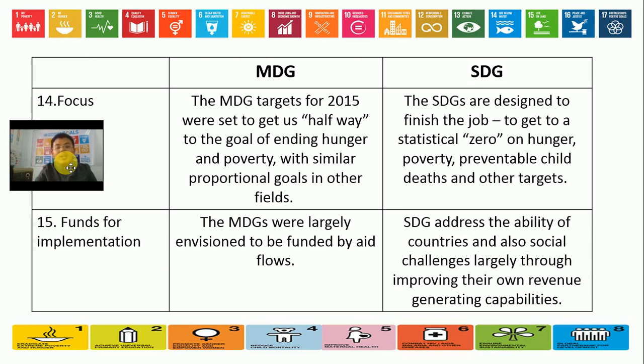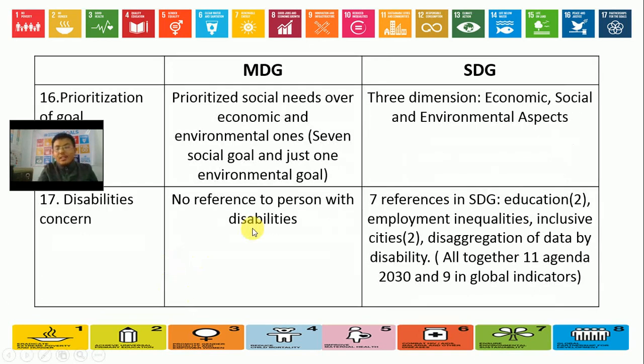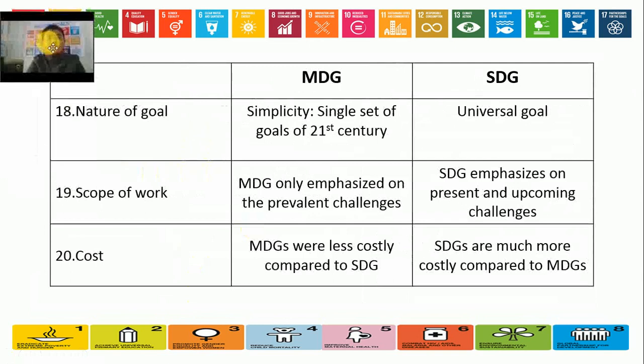The MDG were largely envisioned to be funded by aid flow, while the SDG address the ability of the country to tackle its own social challenges largely through improving its own revenue generating capacity. The country will improve its own revenue by itself, so that they can achieve the SDG. And another difference is the nature of the goal.